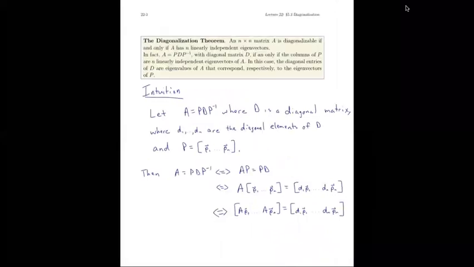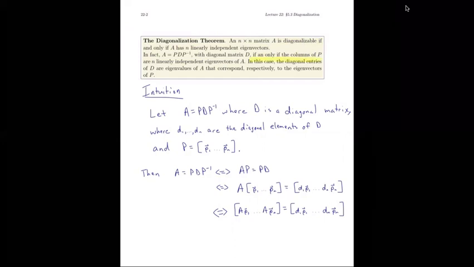So we have this diagonalization theorem for an n by n matrix A. An n by n matrix A is diagonalizable if and only if A has n linearly independent eigenvectors. And then a follow-up remark here is A equals P times D times P inverse with diagonal matrix D if and only if the columns of P are n linearly independent eigenvectors of A. This second comment is kind of expanding on this first if and only if statement, giving a further detail about what that's telling us.